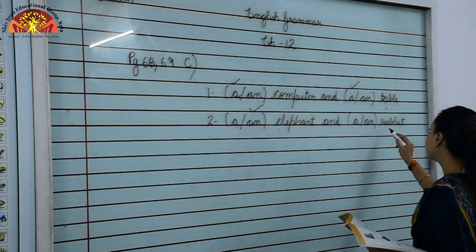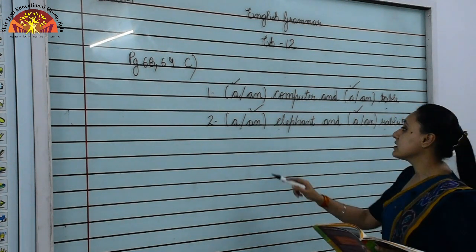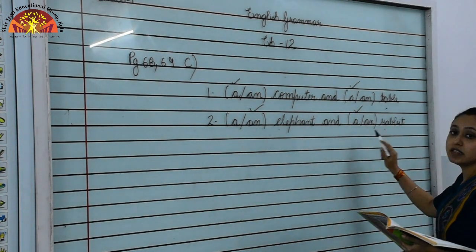Okay. Now, look here, rabbit is a consonant sound word. So, we will choose a here. Okay. So, the sentence is an elephant and a rabbit.